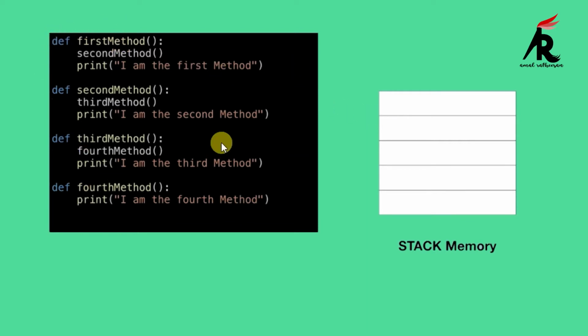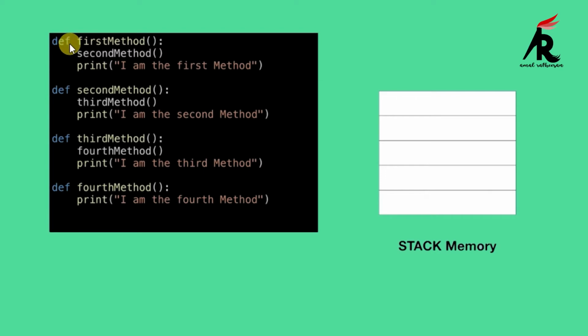There are 4 functions, right? First function def, first method, and second method, third method, fourth method. In the first method, the first line goes to the second method, then it prints that I am the first method. In the second method it is calling the third method first, then printing. We'll execute and look at what's happening in the stack memory.